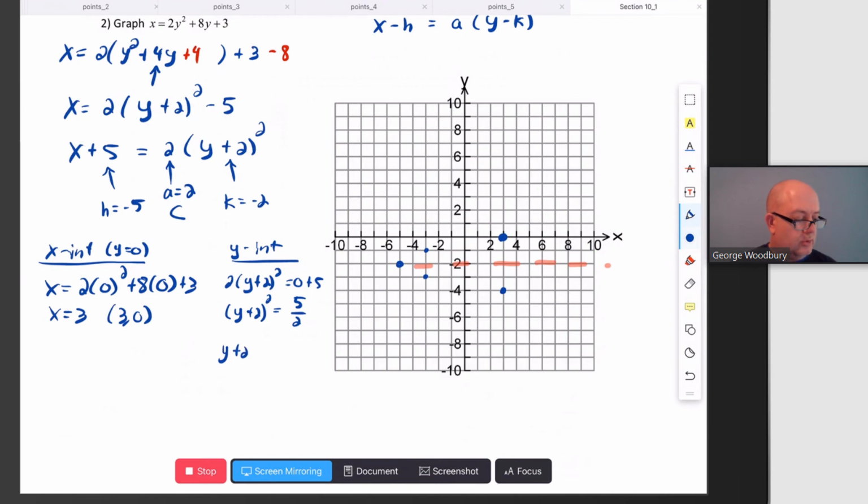Take the square root. Y plus 2 equals plus or minus root 5 halves. Subtract over the 2. Y equals negative 2 plus or minus root 5 halves. And then I can approximate this with a calculator. I could also clean up that radical, multiply top and bottom by 2, so I can get the denominator out of the square root. Since I'm only approximating this, I can go to the calculator as is. And I know that 5/2 is 2.5, so I could use that as well if I wanted to.